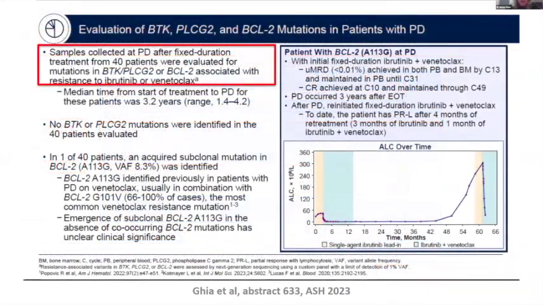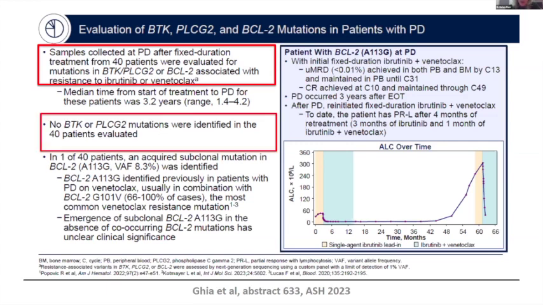What was really interesting was that they went on specifically to look to see whether of these patients who had progressed, did they have recognized mutations in BTK or PLC gamma 2, which are recognized mutations known to be associated with resistance to ibrutinib, or mutations in BCL2, which is known to be associated with resistance to venetoclax. And in the 40 patients out of the 52 who progressed, the 40 patients they evaluated, none of them had BTK or PLC gamma 2 mutations identified. There was a low-level subclonal mutation in BCL2 identified in one of the patients of an unknown significance.